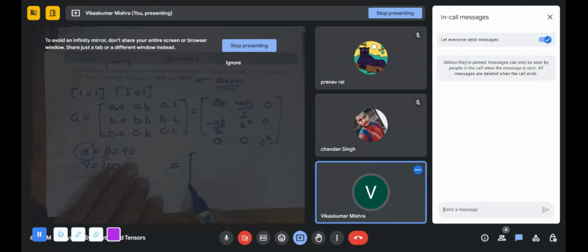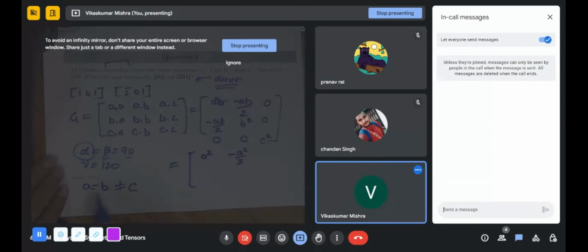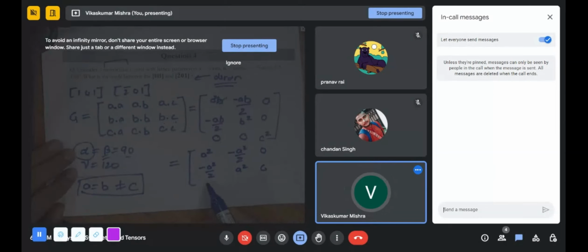So we can write them as a square, minus a square by 2. Since a and b are the same, in the monoclinic a is equal to b, but it is not equal to c. So a and b are equal with each other. Then 0, minus a square by 2, and this will be a square, this will be 0, this will be 0, 0, and this will be c square. Okay, and that's how we have found the value of g, the metric tensor.